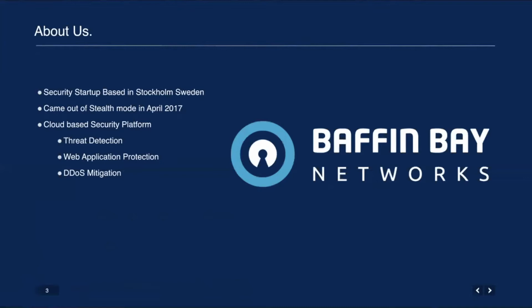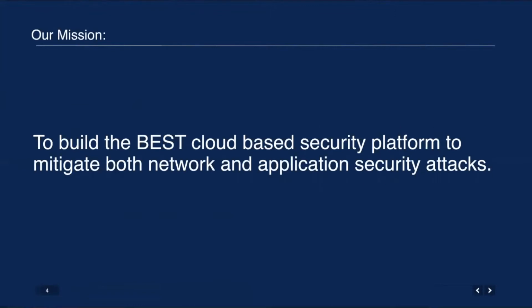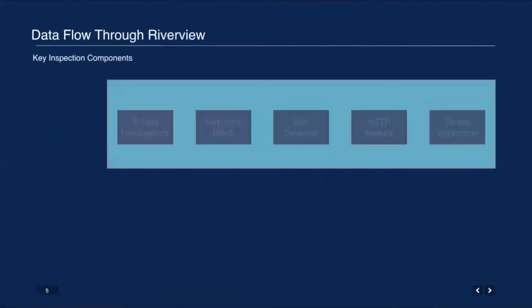three major things that we have here today. First is the denial of service mitigation, and the second is the threat detection. The web application protection module we'll cover in a third webinar, most likely in January, and probably tie that with some advanced logging capabilities that we have. And here's what we come to work every day to do. We want to build the best cloud-based security platform to stop both network and application security attacks. That's our stated mission. That's what we try to do.